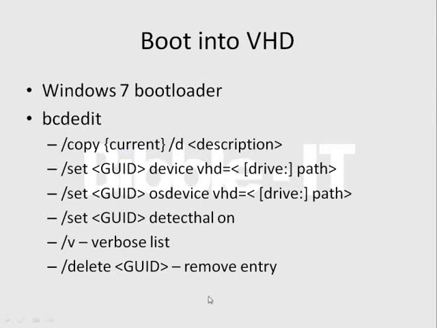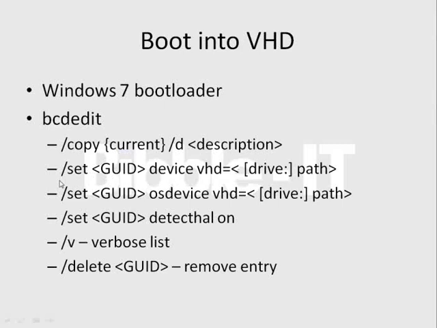The commands to do this are quite complicated. The built-in Windows tool is bcdedit. First thing you need to do is copy your current bootloader and give it a new description. So this will be Windows Virtual Instance or something along those lines. That will then create a GUID for you. From there on in, you use that GUID in the rest of the commands.